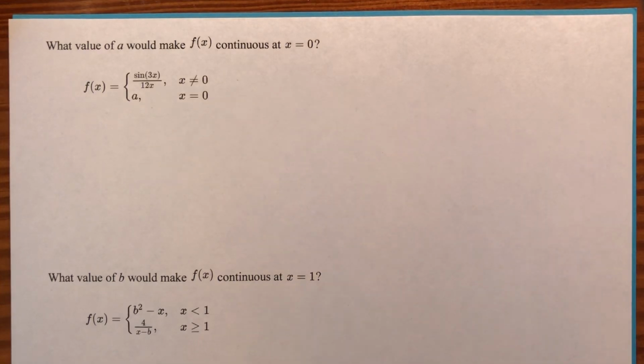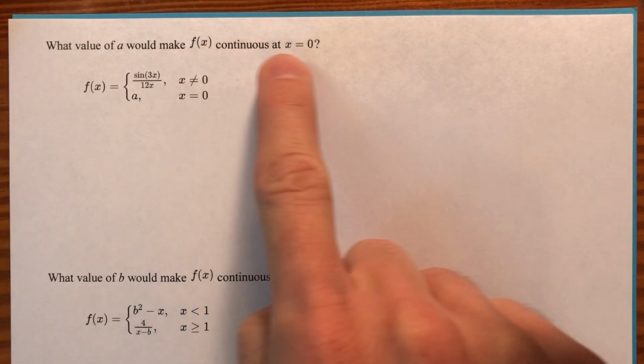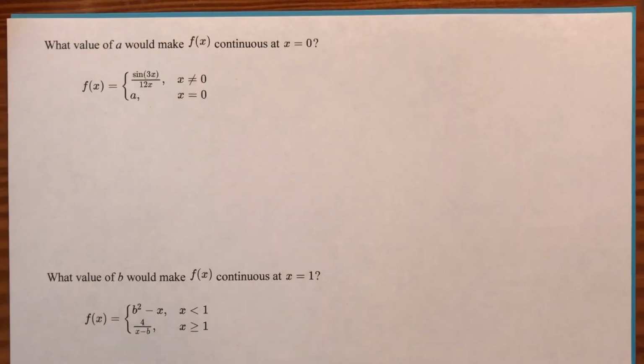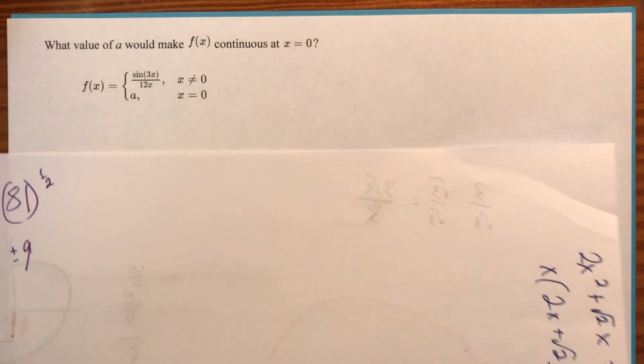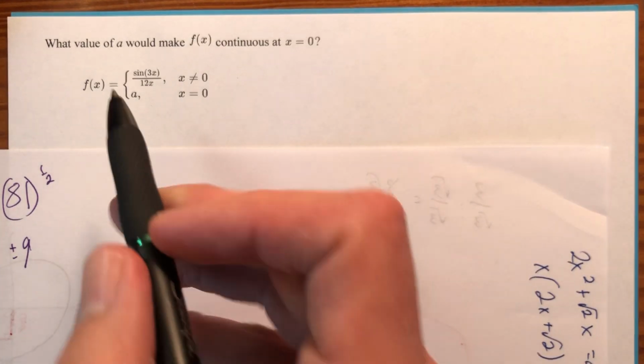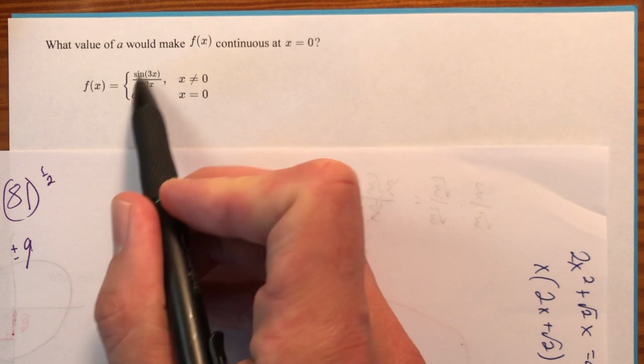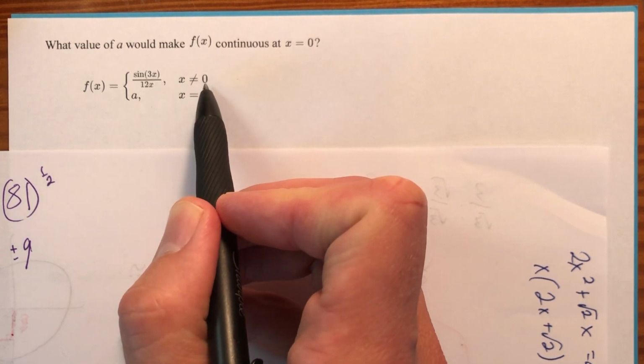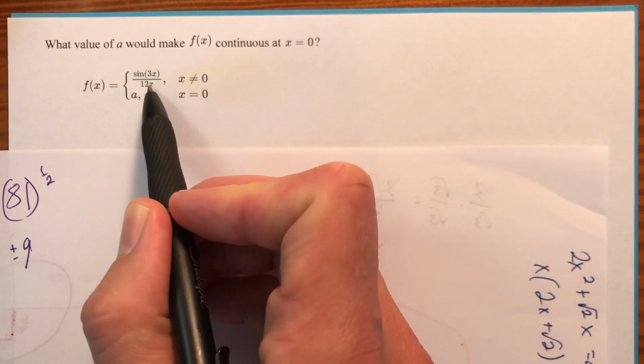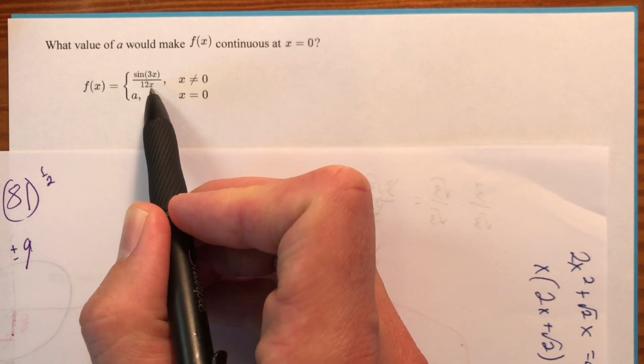I'm wondering what value of a would make this function continuous at x equals 0. And I don't know what it is. So let's just get a visual for what's really happening here. We have this piecewise function where the function is this for every x value except 0, which makes sense. We couldn't plug a 0 in here anyway, we'd be dividing by 0.